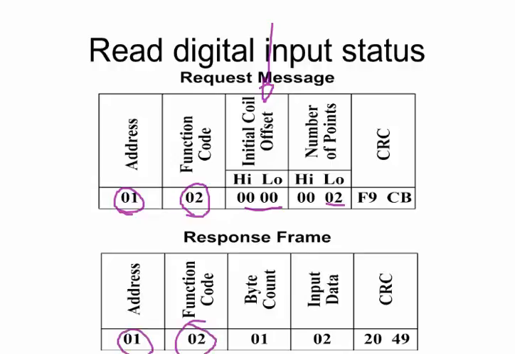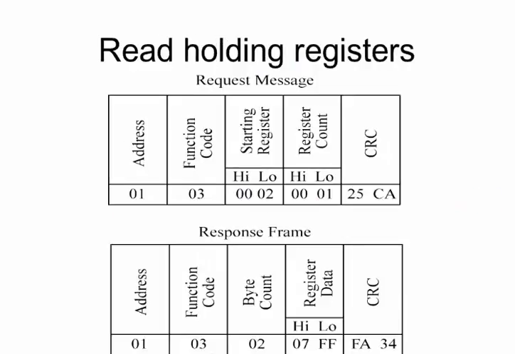So I was number 1. You asked me for a function code of 2. There is 1 byte of data, and here it is. We've got 2. So we know that the first 2 inputs are in a state of 0 and 1, because that is a binary 2. So 0 and 1. So that's what the response over the wire looks like. We'll dig into this in a minute.